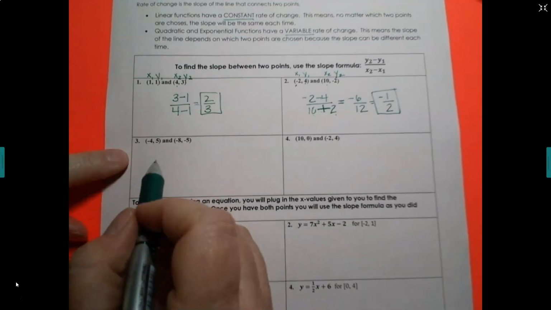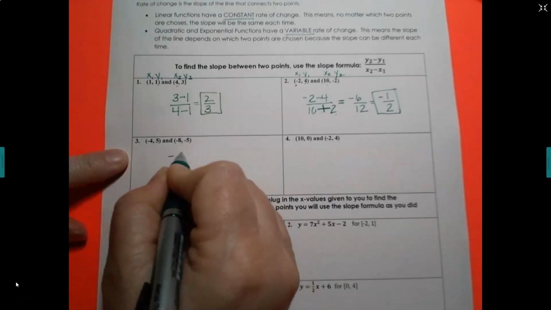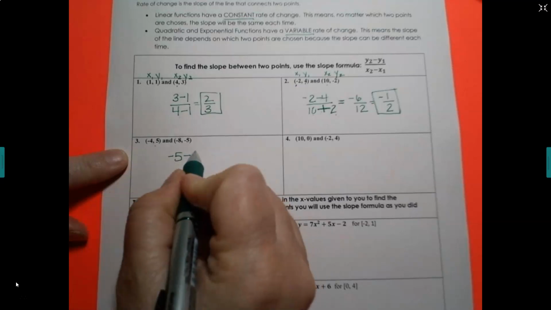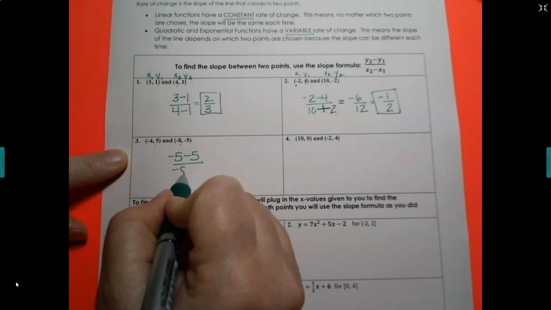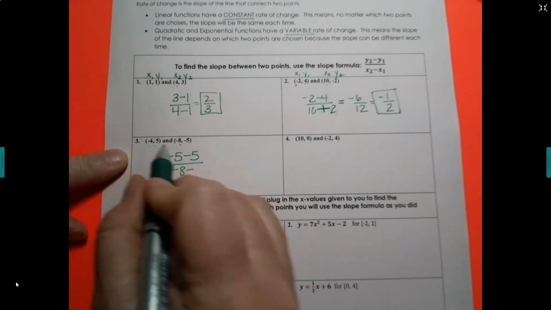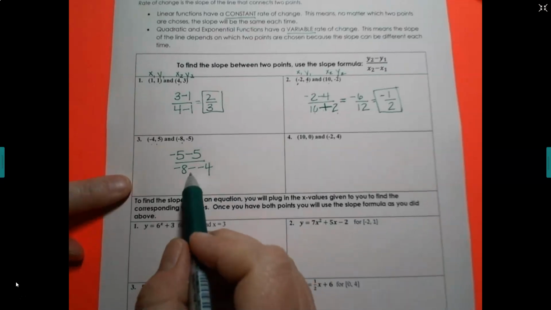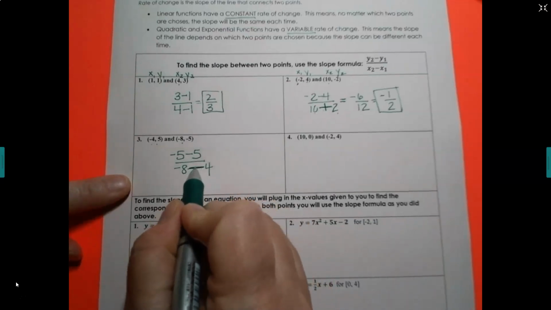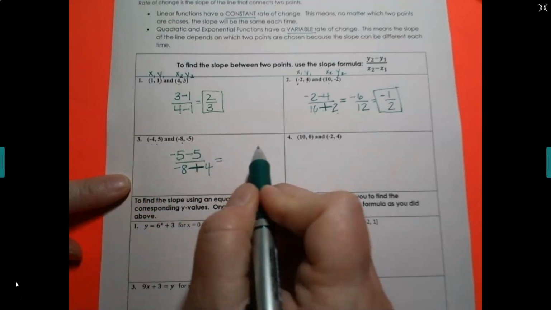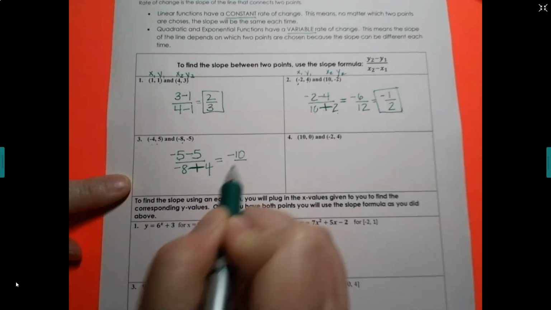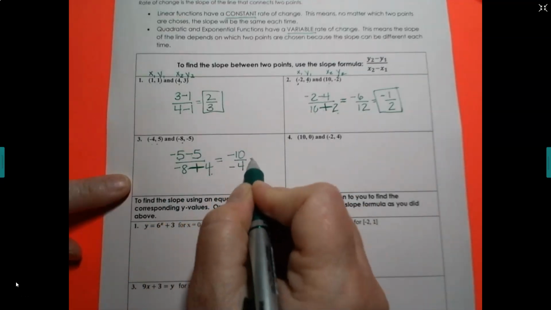All right, so let's find for number 3, our y2 is negative 5, minus y1, which is 5, divided by x2, which is negative 8, minus x1, which is negative 4. All right, we have that negative situation again, so that turns into a positive right there. Negative 5 minus 5 more is not 0, it's negative 10. And we have negative 8 plus 4, which will be negative 4.